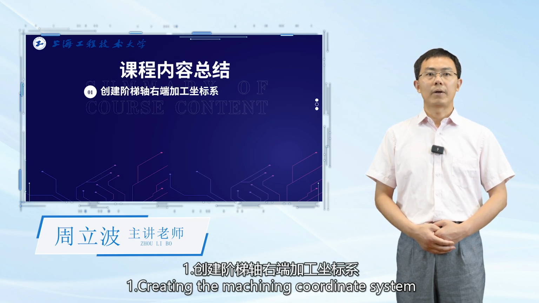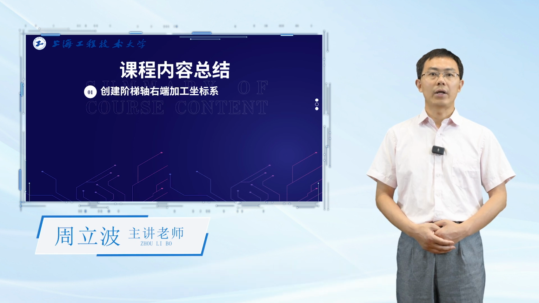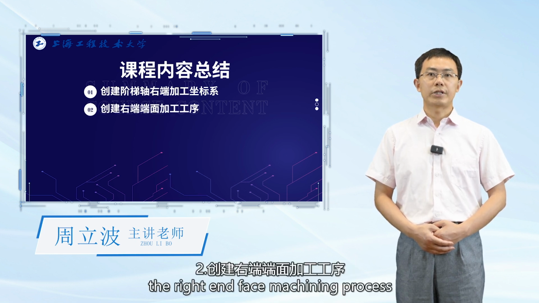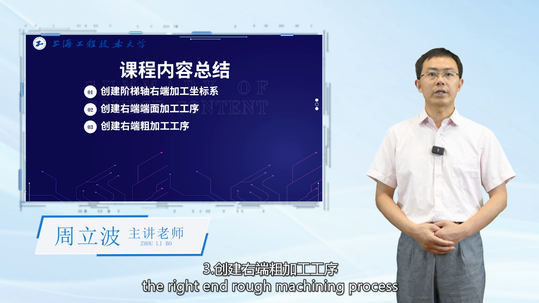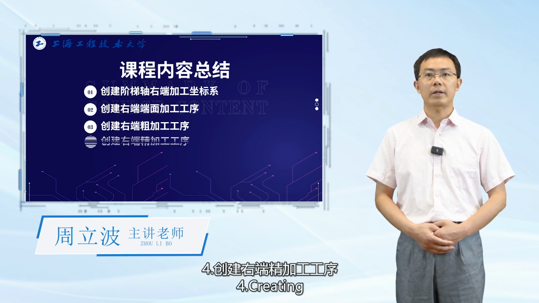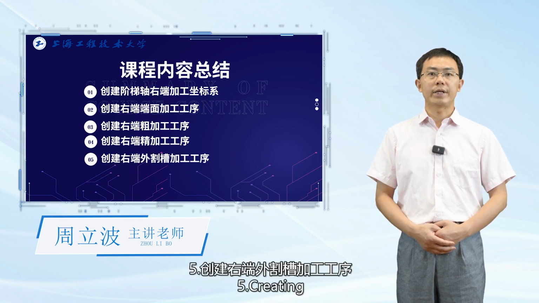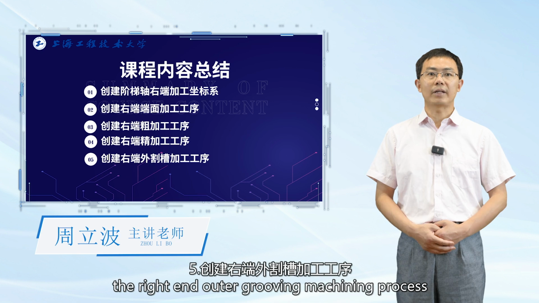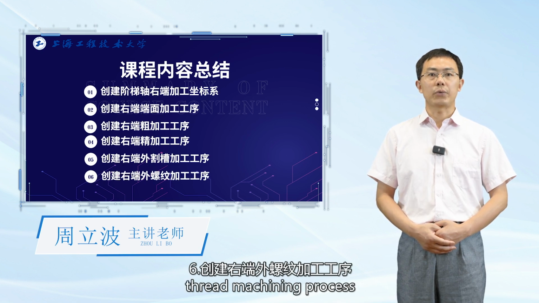In this class, we have understood: 1. Creating the machining coordinate system for the right end of the stepped shaft. 2. Creating the right end face machining process. 3. Creating the right end rough machining process. 4. Creating the right end finish machining process. 5. Creating the right end outer grooving machining process. 6. Creating the right end outer thread machining process.